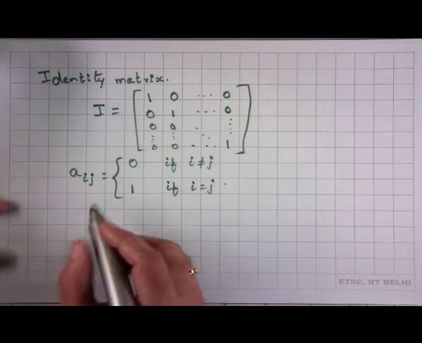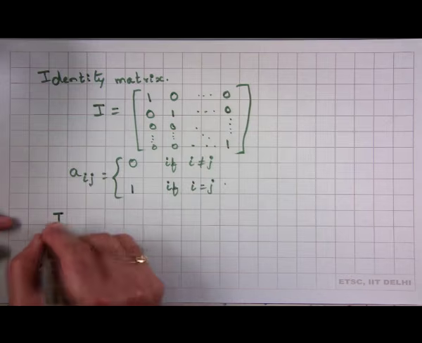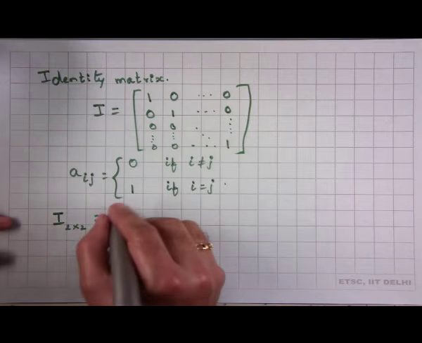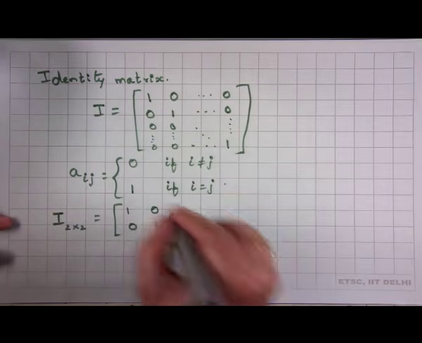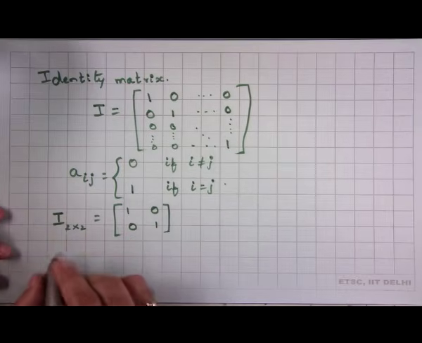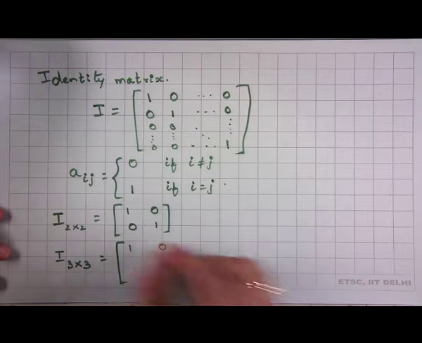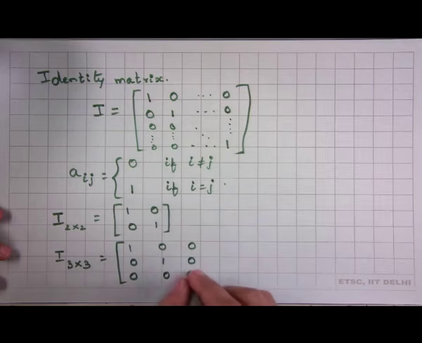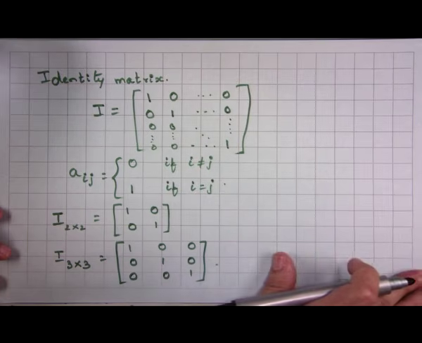Let us try to write down the 2 by 2 identity matrix. Let me write it as I 2 by 2, it is going to be given as 1 0 0 1. Let us write down the 3 by 3 identity matrix, it is given as 1 0 0, 0 1 0 and 0 0 1. This is the matrix that we have.